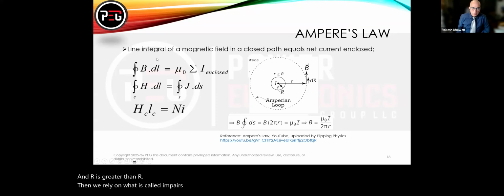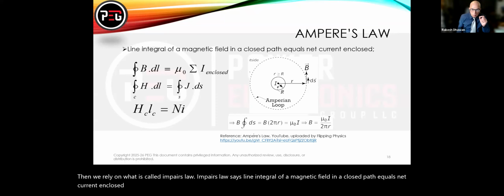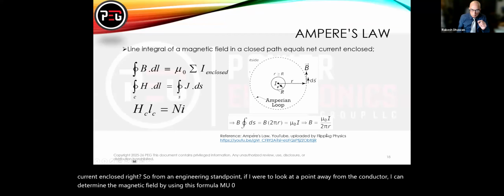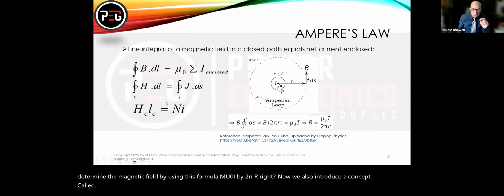Ampere's law says the line integral of a magnetic field in a closed path equals the net current enclosed, right? So from an engineering standpoint, if I look at a point away from the conductor, I can determine the magnetic field by using this formula, mu 0 I by 2 pi r, right? Now, we also introduce a concept called magnetic field intensity H.